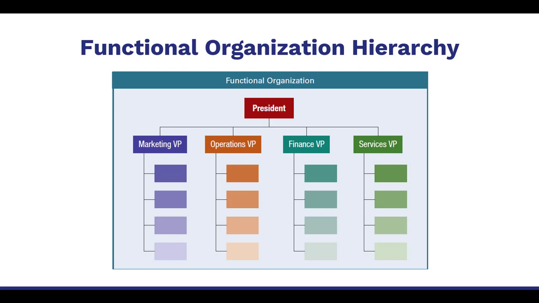When we're taking a look at a functional organization, here is the hierarchy right here. This is just a traditional approach in which clear lines of authority are drawn according to the type of work that is being done.